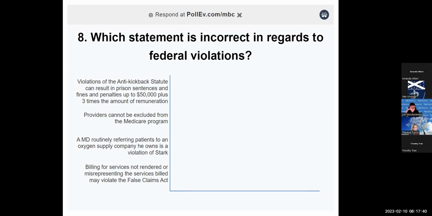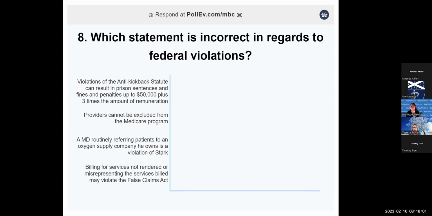So our last poll, 8, relates to federal violations. Which statement is incorrect in regards to federal violations? 1, violations of the anti-kickback statute can result in prison sentences and fines with penalties up to $50,000 plus 3 times the amount of remuneration.